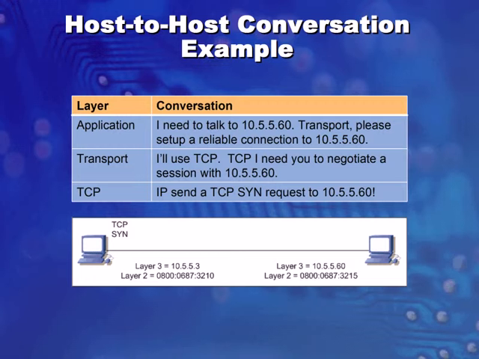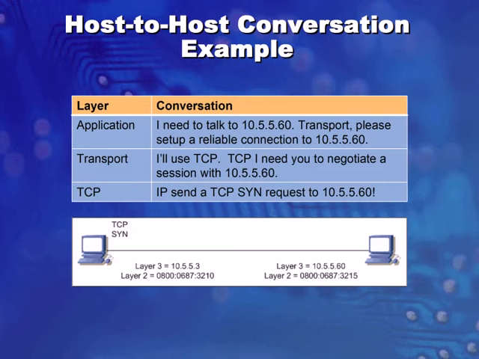So our application comes up and says, I would like to talk to 10.5.5.60. We need to set up a reliable connection between the two. So from a transport session, we've decided if it's reliable, we need to use TCP. So we're going to negotiate a TCP session over to the other side. To create a three-way handshake within TCP, we're going to send a SYN request over to the other end. So we start the process of doing a TCP SYN request.